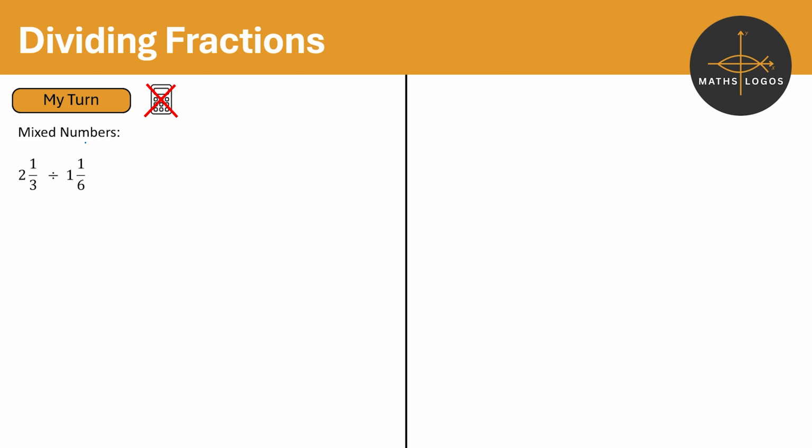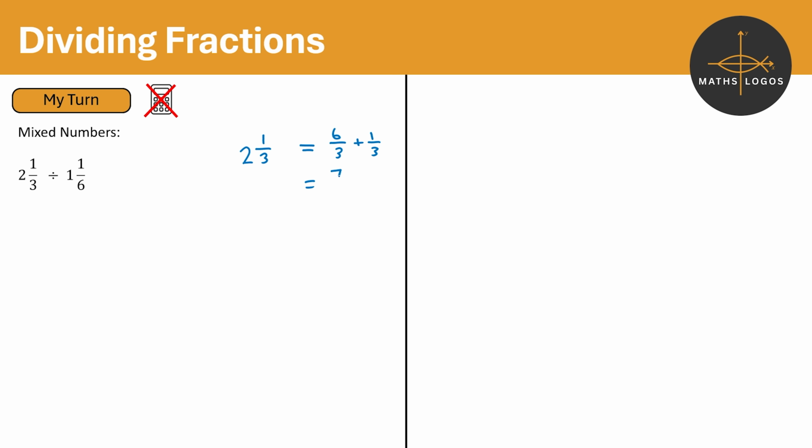Okay, let's look at some examples with mixed numbers. 2 and 1/3 divided by 1 and 1/6. First thing I'm going to do is convert these mixed numbers into improper fractions. And the way I like to do that is do 3 times 2 to give me 6. Write that over the denominator of 3. And what that step does is it turns that 2 into a fraction over 3. So 2 is 6 over 3. And 6 over 3 is equal to 2. I then need to add on that third because it's 2 and 1/3, like that.